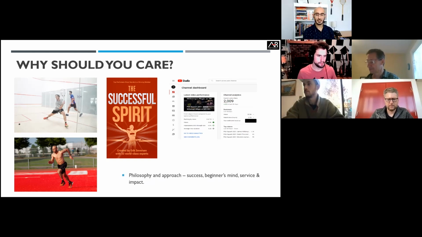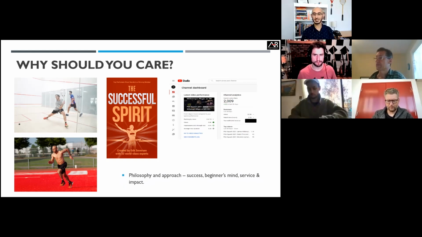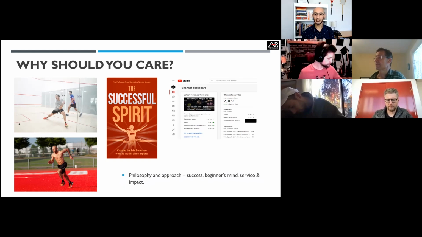But the most important thing that I wanted to mention briefly was the philosophy and the approach. When I think about success, there's this amazing definition of success that former UCLA basketball coach John Wooden put forth. He basically said that success is the peace of mind attained by knowing that you put the most effort that you were capable of. So I like to think of success in those terms.